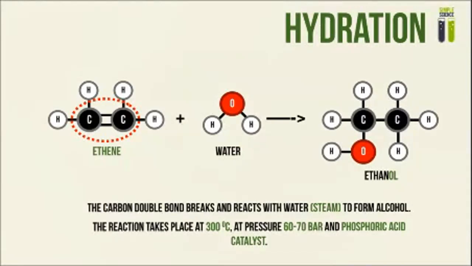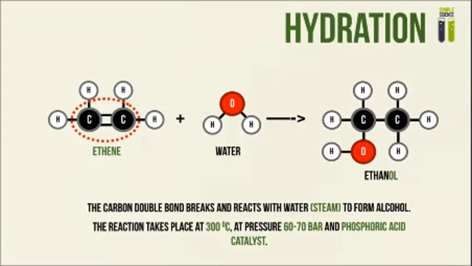Alcohols are another homologous series we're going to talk about in probably the next video. The carbon double bond will break and one of the hydrogen to oxygen bonds will break, and the OH from the water will bond with one carbon atom, whilst the remaining H of the water will bond to the other alkene carbon atom. And this forms an alcohol.